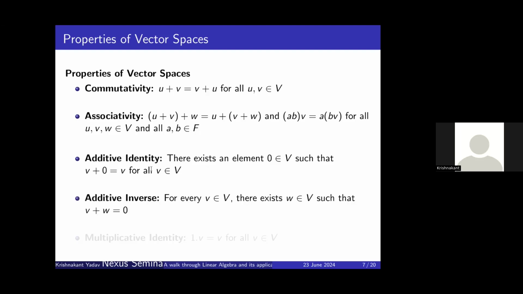The next one is additive inverse. If there is an element v belonging to the vector space V, there should exist another element, which I'm considering w, that belongs to V, such that the addition of these vectors is equal to 0. The next one is multiplicative identity. If we multiply any vector with 1, then the same vector will be returned. Here v belongs to the vector space V.